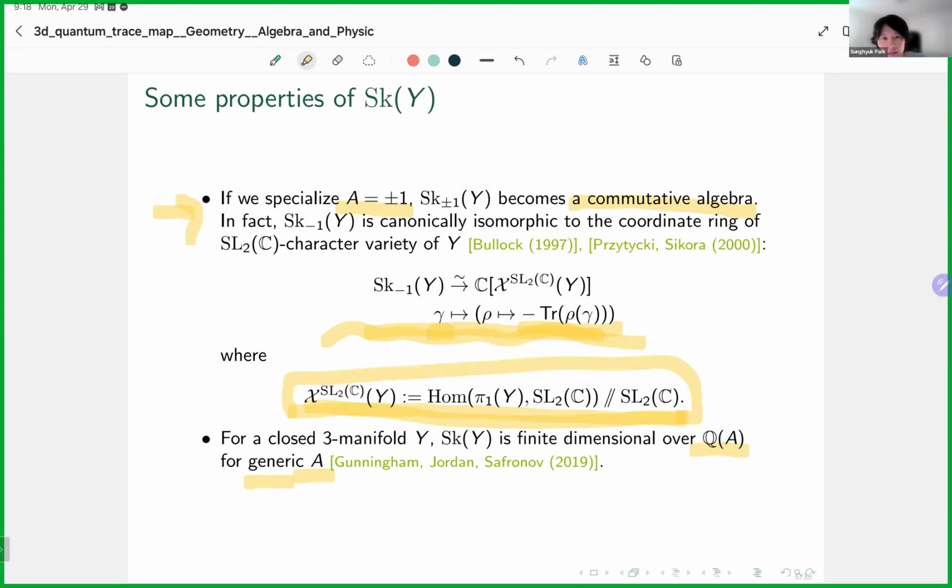Sorry, so you showed that the skein module at minus 1 is isomorphic to the positive character variety. But what is the skein module at plus 1 isomorphic to? Yeah, if I remember correctly, it's isomorphic to the same coordinate ring, but that isomorphism depends on the choice of a spin structure. The isomorphism is different. Okay, thank you. Yeah, it's non-canonically isomorphic.